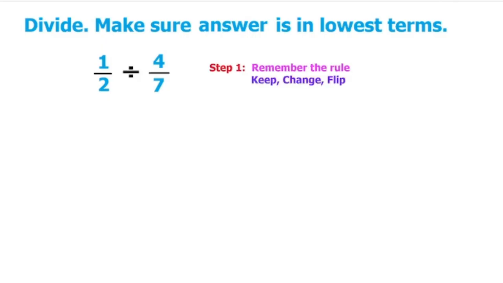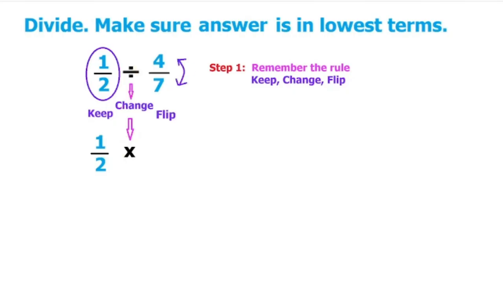So the first step is remember the rule: keep, change, flip. When we divide two fractions, this is the rule we need to remember. Keep, change, flip. So we keep this. Then we're going to change this. This division becomes a multiplication. And then we flip this fraction. So here it is flipped, 7/4.